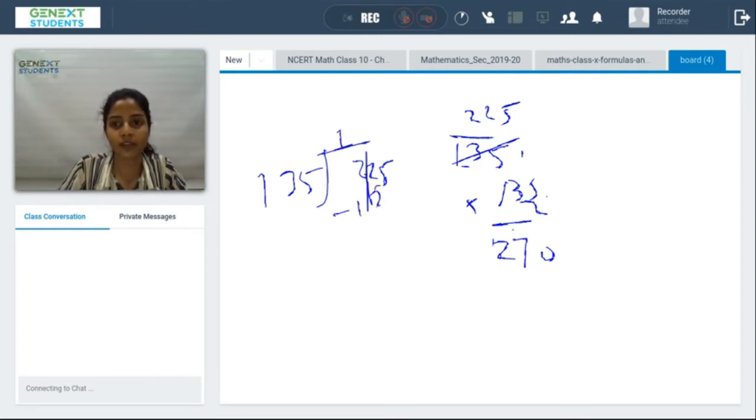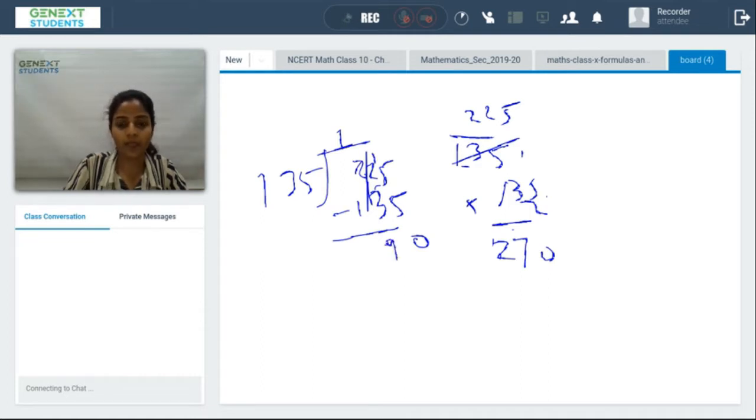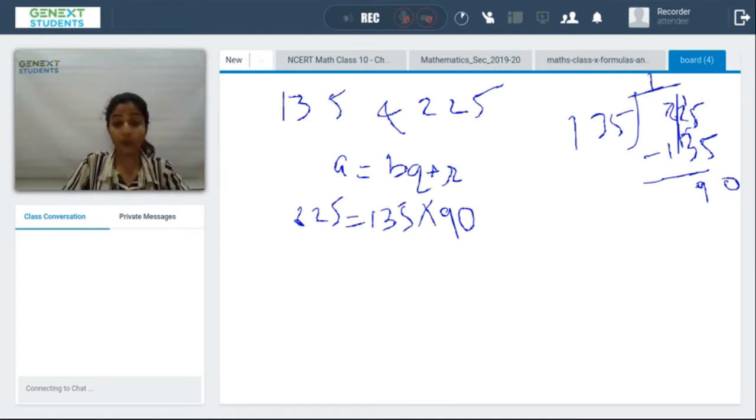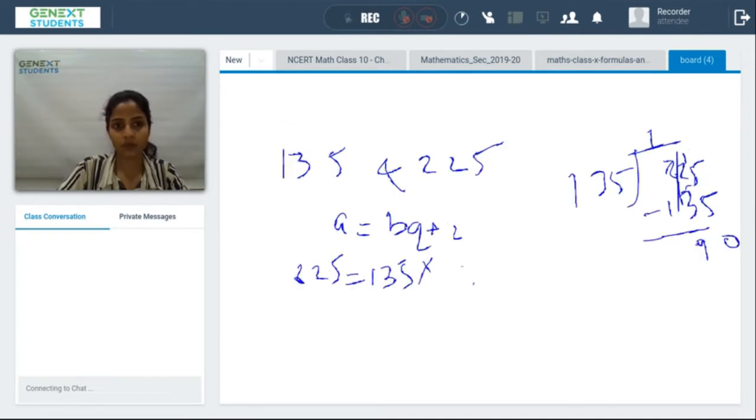So we'll divide this 225 by 135. 135 into 1 is 135. Subtracting, 225 minus 135, we get 90 as the remainder. So here we will write 90, here we will write 1. I'm sorry, just a minute. So here we have 135 into 1 plus 90, the remainder part, correct? As we saw in the formula.